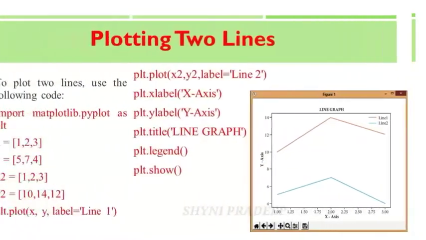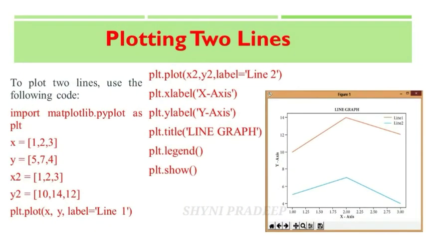Next topic is plotting two lines. If you want to plot two lines, write this code. Here x-axis and y-axis values are given. X-axis is 1, 2, 3 and y-axis is 5, 7, 4. And x2, y2 are the other x-axis, y-axis values. The x2 axis values are 1, 2, 3 and y2 axis values are 10, 14, 12. You have to draw two lines for these values. One line for x, y and another line for x2, y2.